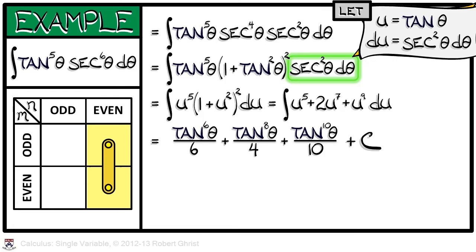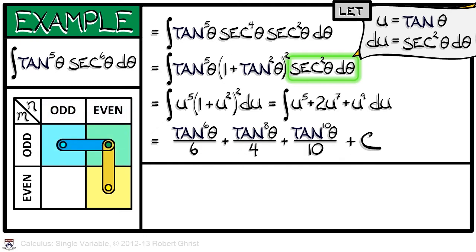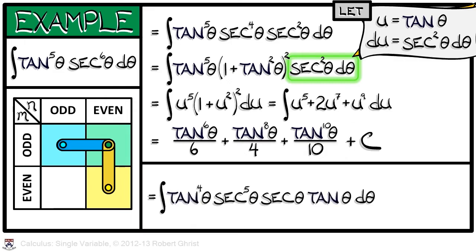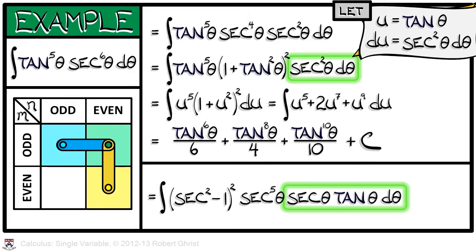However, there's another way to solve this integral as well, exploiting the fact that m, the power of tangent, is odd. In this case, what we'll want to do is split off an even power of tangent. Substitute in secant squared minus 1 for tangent squared, and then use the fact that there is a secant tangent left over to perform a substitution where u equals secant theta.